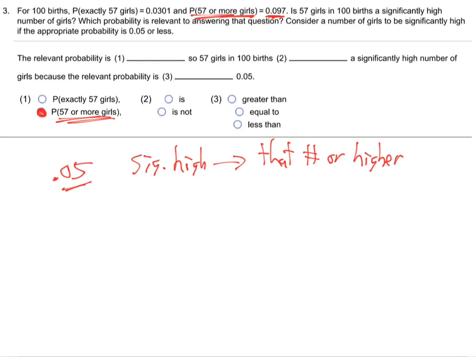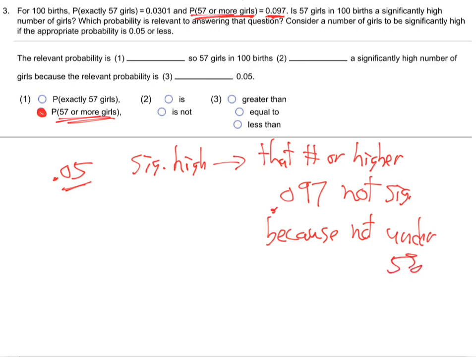57 or more, and they're saying the chance of that is 0.097. So is that significant? No, not significant, because it's not under 5%. In other words, it's a 9.7% chance of luck. It could have just been luck that that many girls were born. That's too much chance of luck. We don't believe with any confidence that the method really worked.